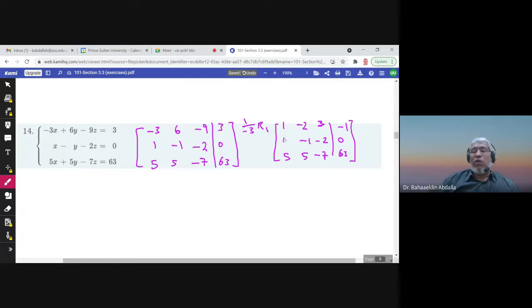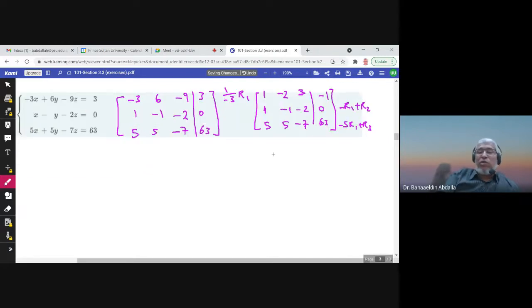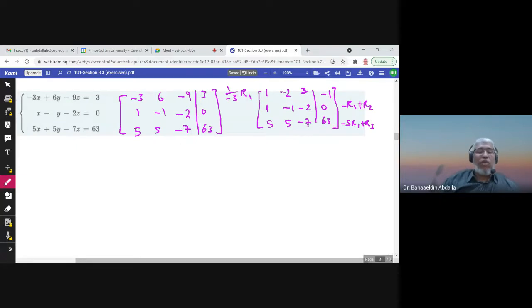I use this one now to make the 0 in the first column, second row. So negative R1 plus R2. Negative 5 R1 plus R3 to finish working with column 1.